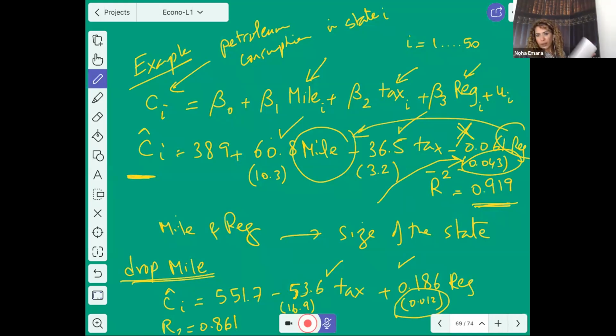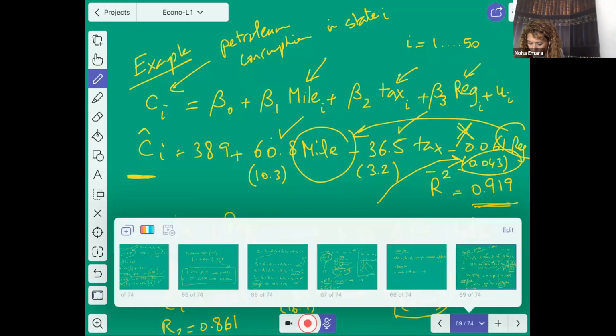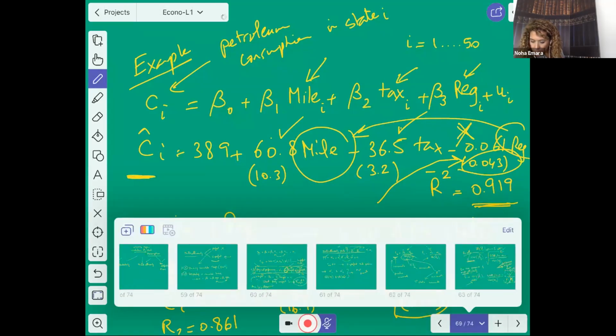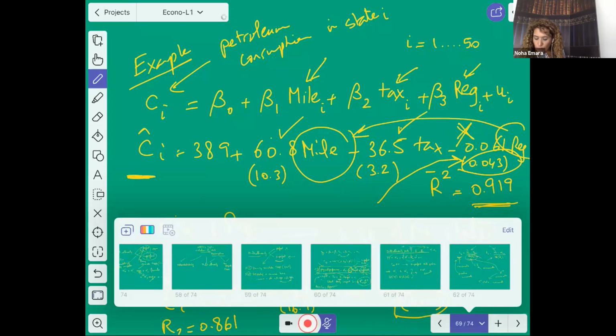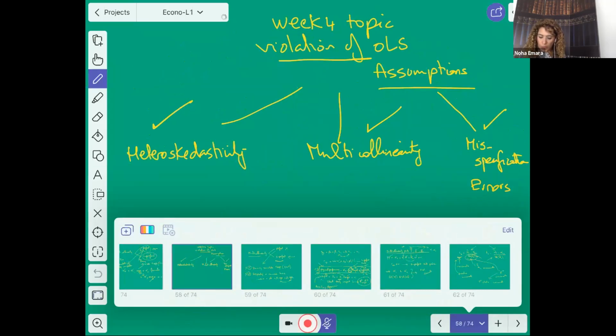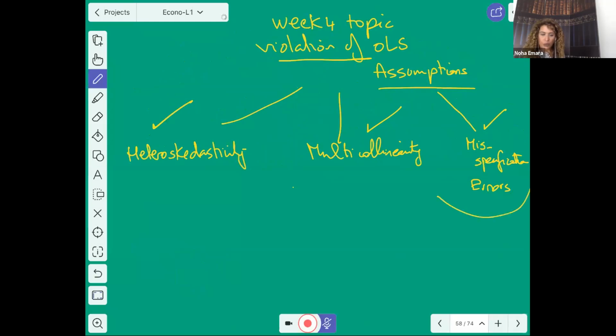Let's go ahead to the next and the last problem that we can get in our models. If you go back to the first slide, we're done with heteroscedasticity and multicollinearity, and we're left with the misspecification errors. The misspecification errors consist of 4 important problems. What we're going to stress on is simply one of them, because the remaining 3 are going to be covered in the next topics.